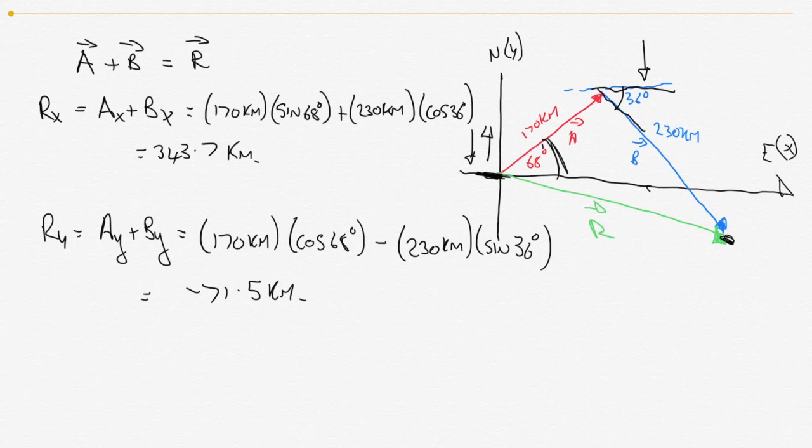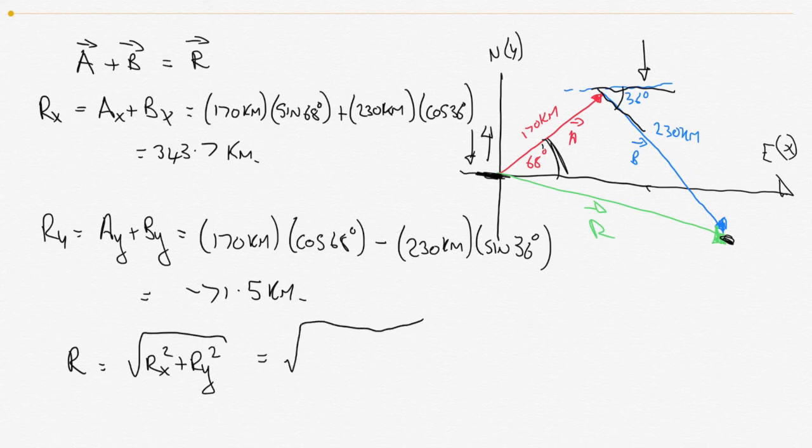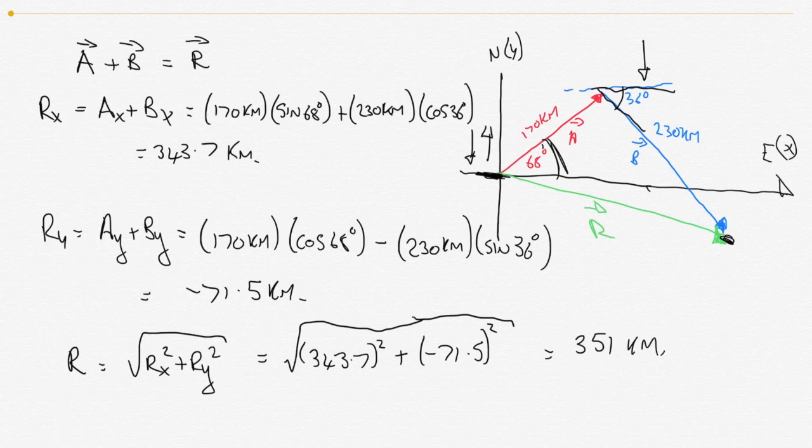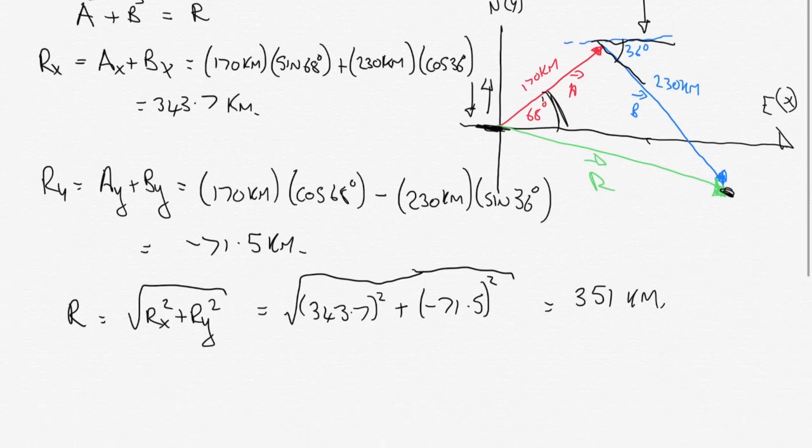So now all we need to do is find the sum of the two, the resultant vector. Its magnitude is going to be the square root, as we know, of Rx squared plus Ry squared. So that's a very simple case of just plugging in the numbers, and we get the square root of 343.7 squared plus minus 71.5 squared, which was our y component. When we do that quick calculation, we get 351 kilometers. So 351 kilometers is the magnitude of that vector.